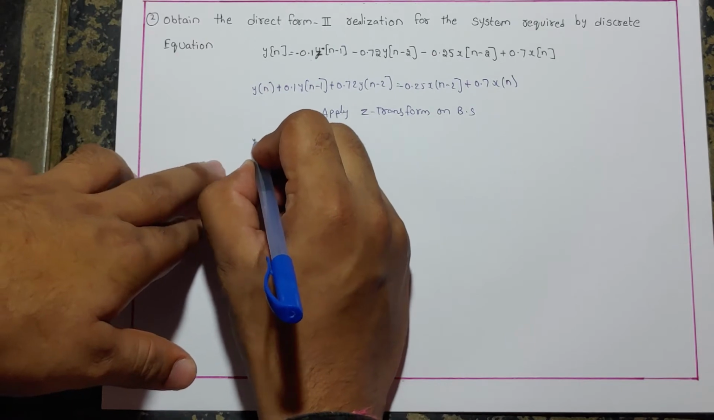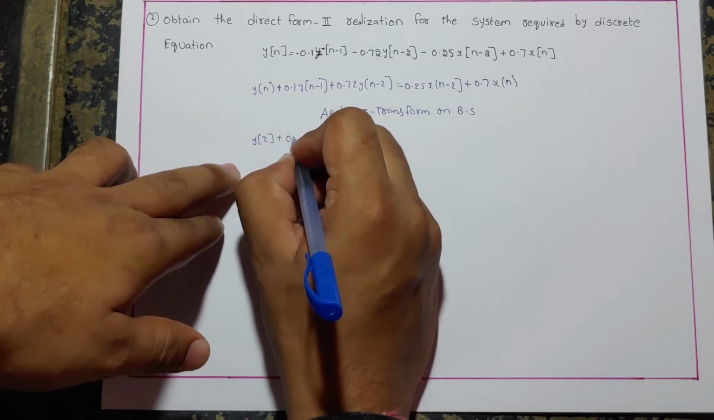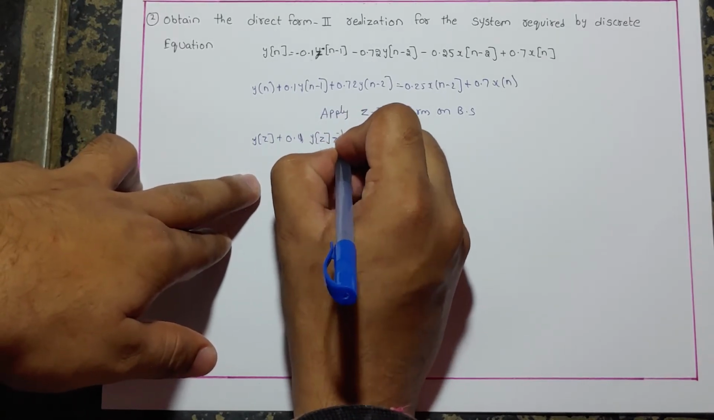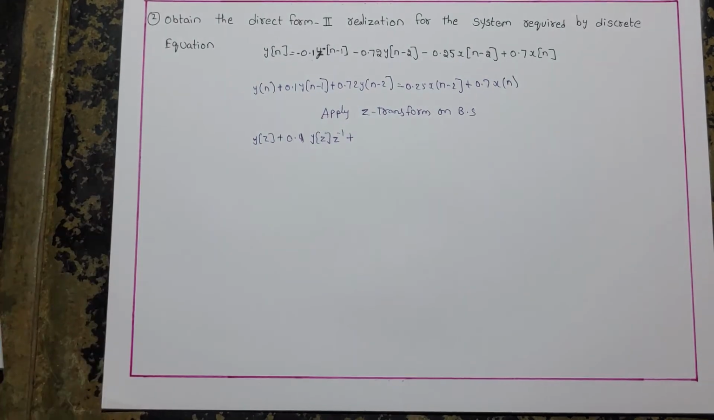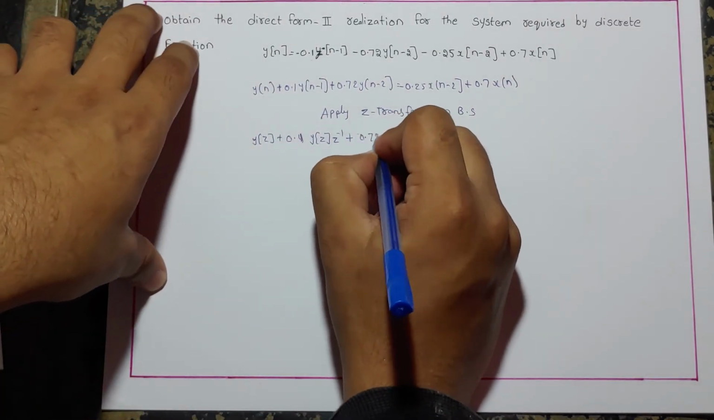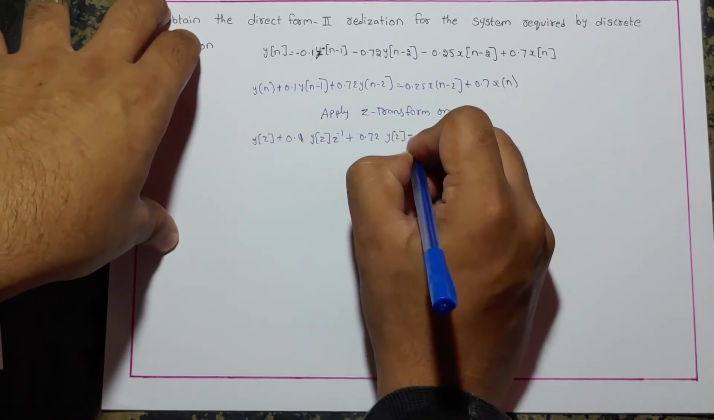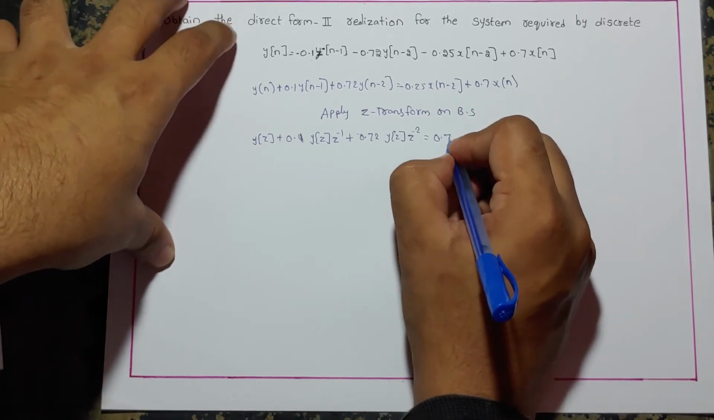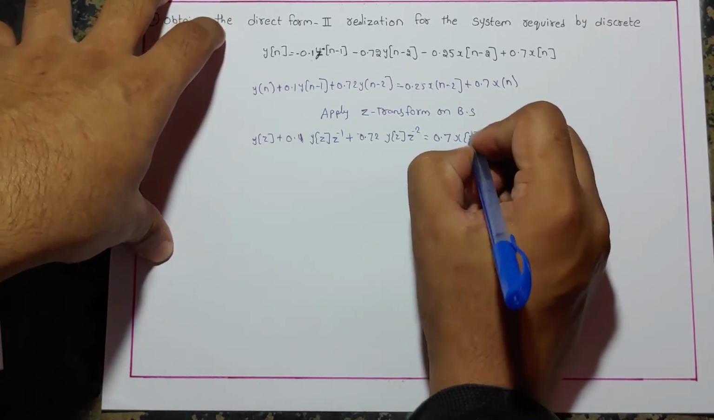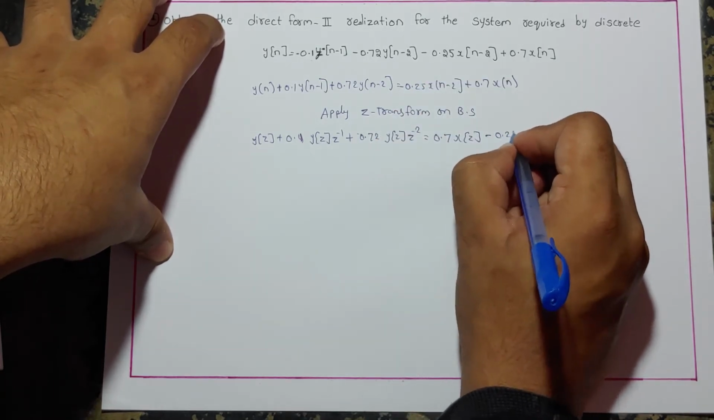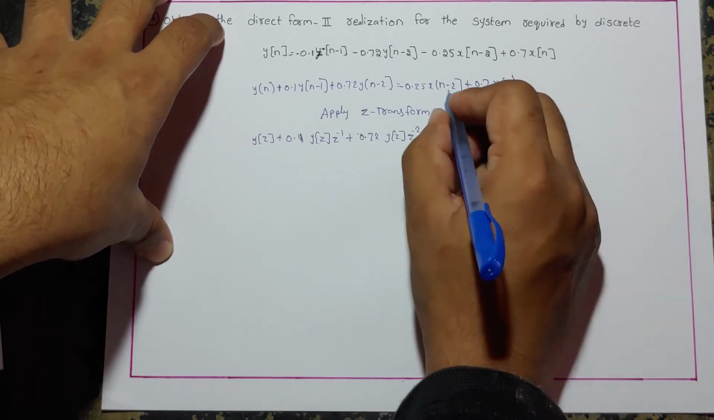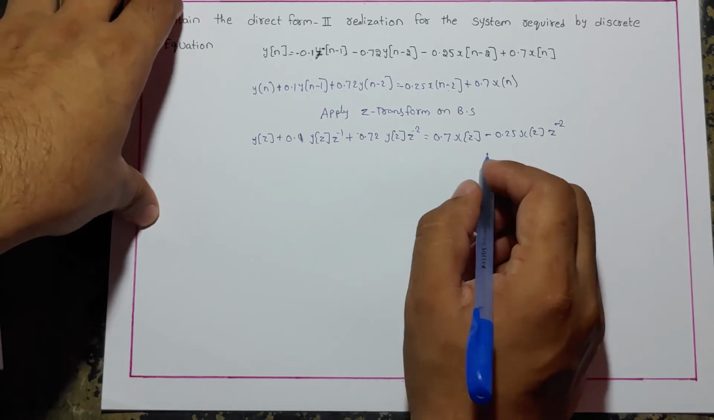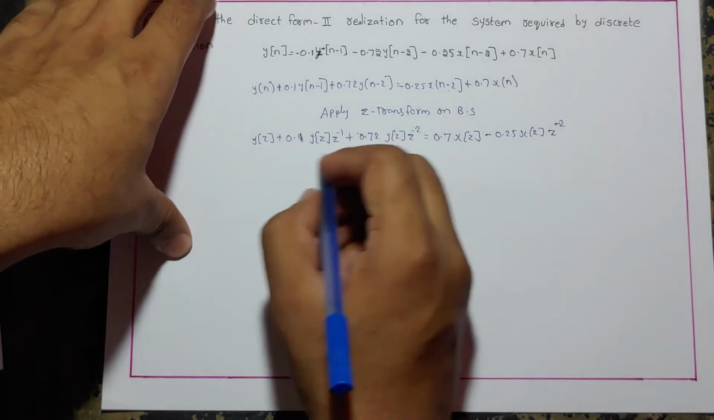That is y of z plus 0.1 times y of z into z power minus 1 plus 0.72 times y of z into z power minus 2 is equal to, let us write this term first, 0.7 times x of z minus 0.25 times x of z into z power minus 2. Here the z power minus 1 delay element is not available on the right side. Keep that in mind. Now let us take the common y of z.